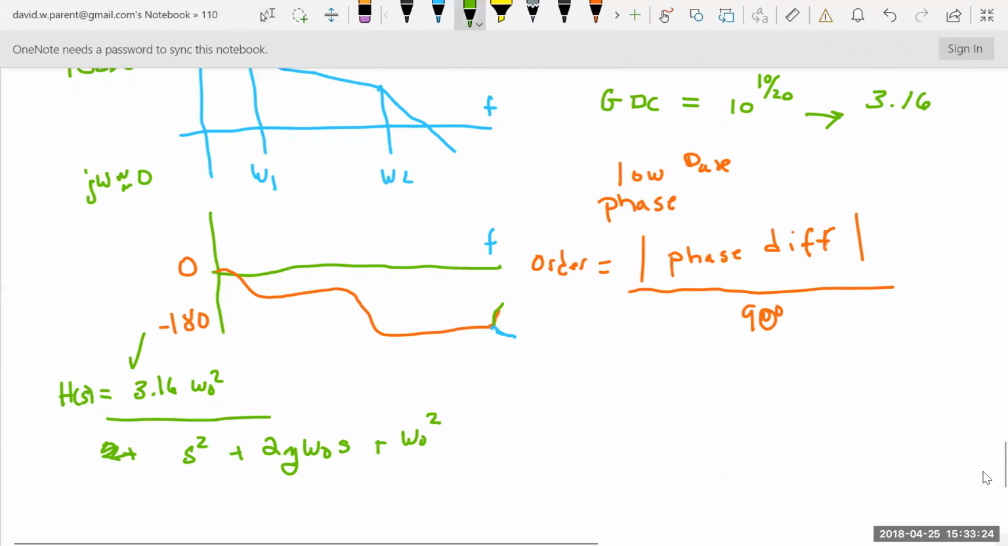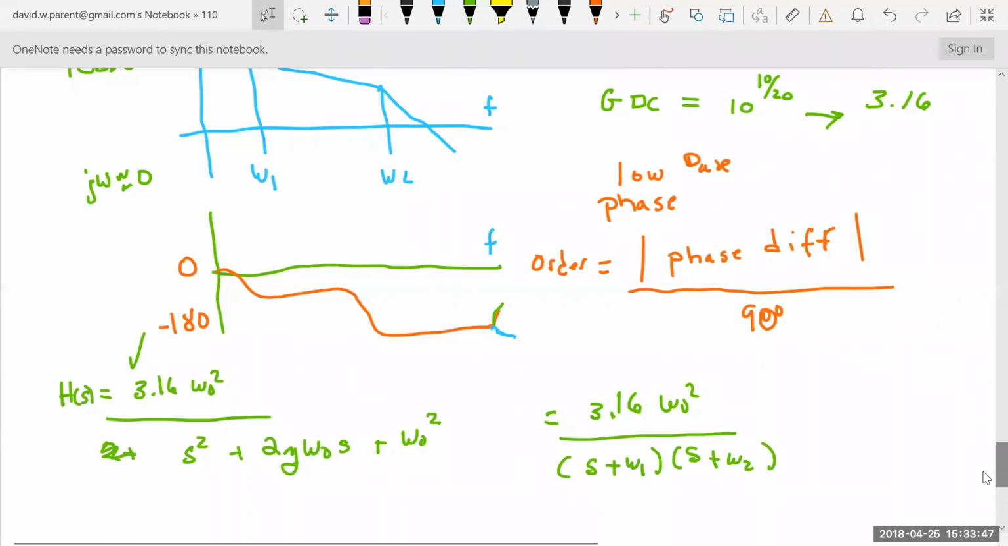Now, in this case, it might be easier, you can just read off omega 1 and omega 2 right from here and get a different form of the transfer function, right? Where it's just S plus omega 1, S plus omega 2, right? Like those plots where you had two real poles separated by a lot, you could just draw it out like that, right?